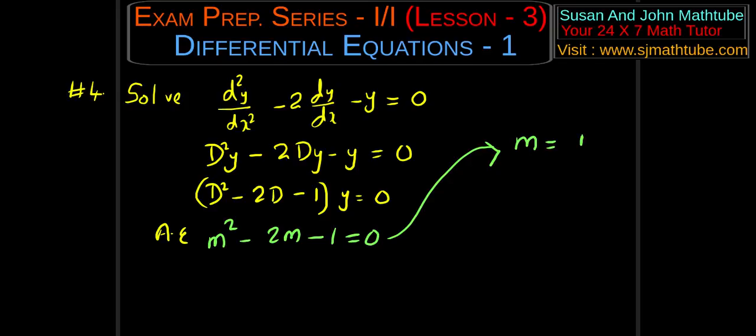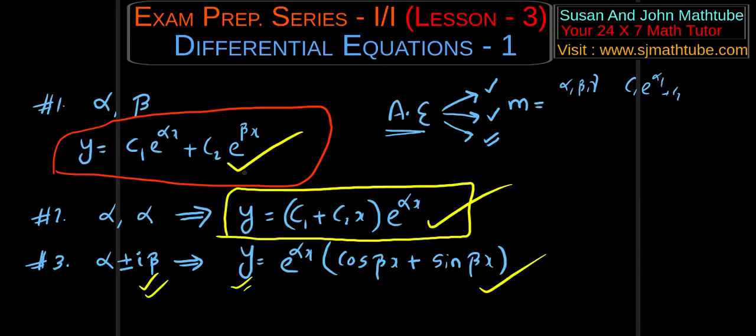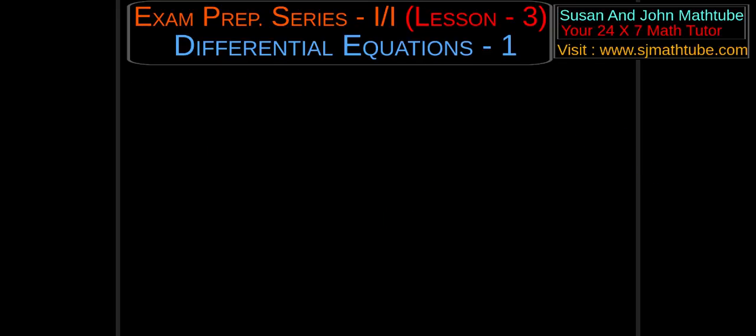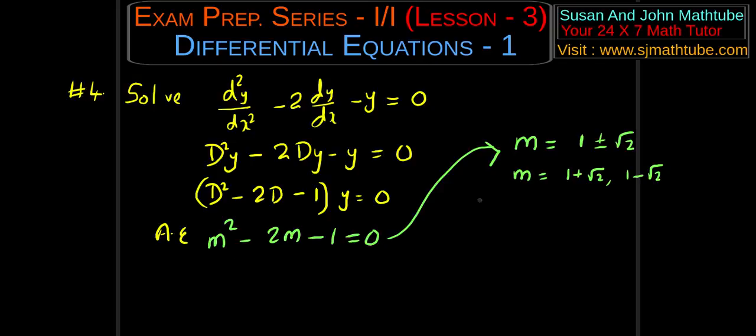m is equal to 1 plus or minus root 2. That is, m equal to 1 plus root 2, comma, 1 minus root 2. Now look at this. There is no fourth case. I told you there are only three possibilities. The roots can be real but different, the roots can become equal, or complex numbers. So what we do here is, these are real numbers but different.